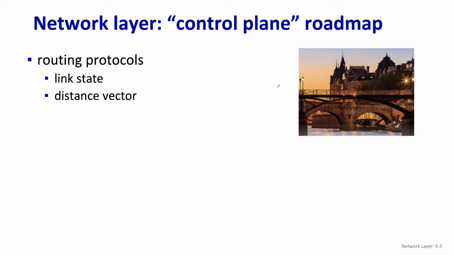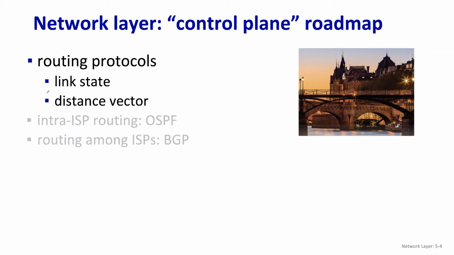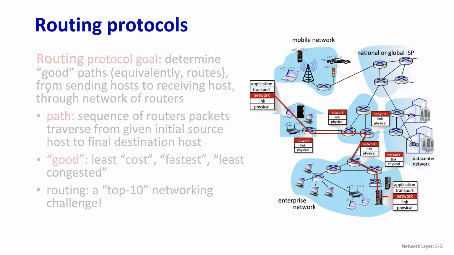So we can categorize the routing protocols into two types, which are either link state routing protocols or distance vector routing protocols, and we will learn in depth how each of these categories works. Okay, so let's get started with the link state.